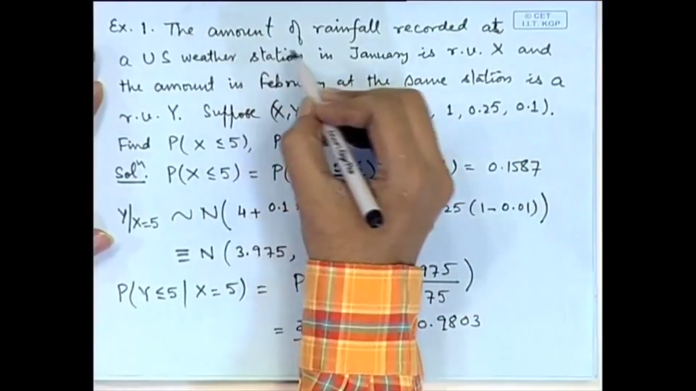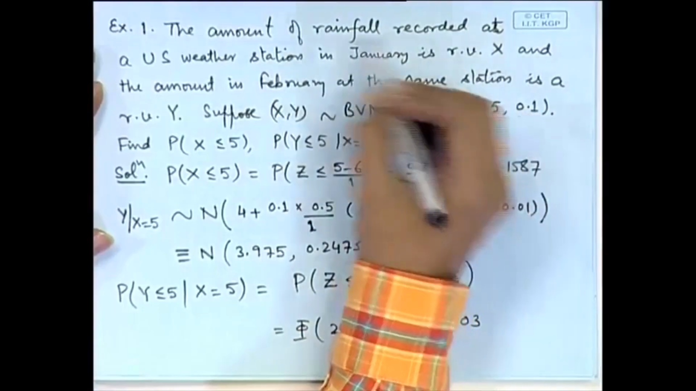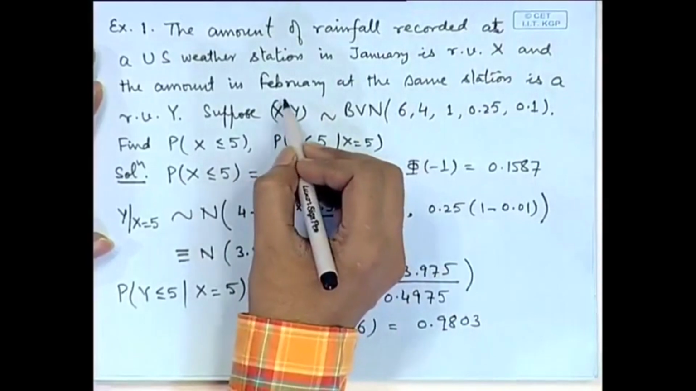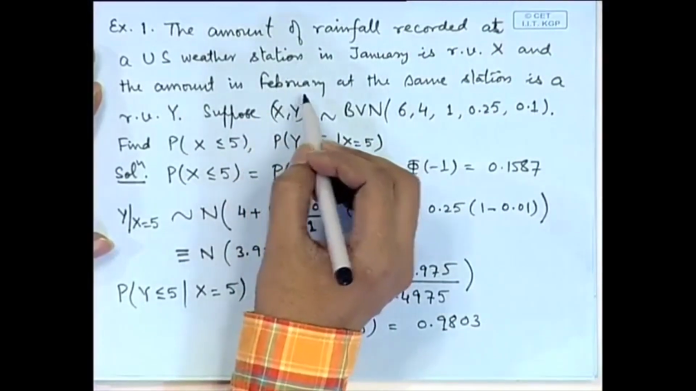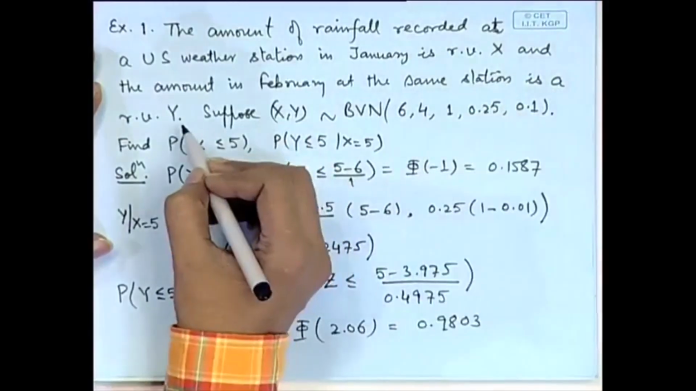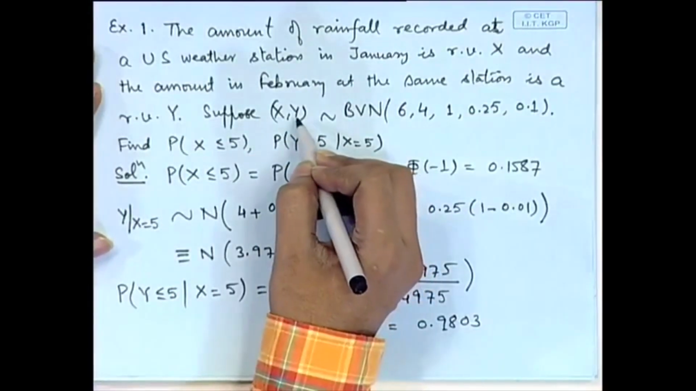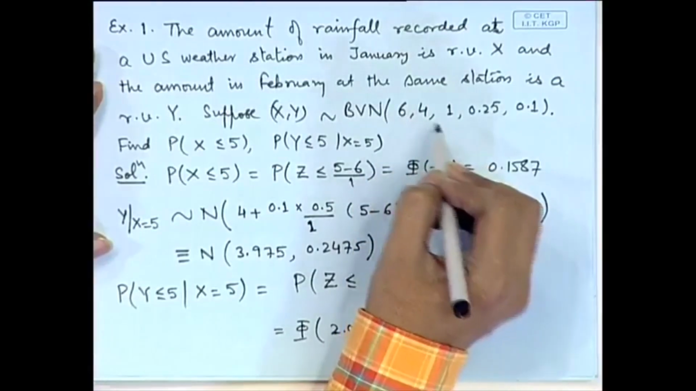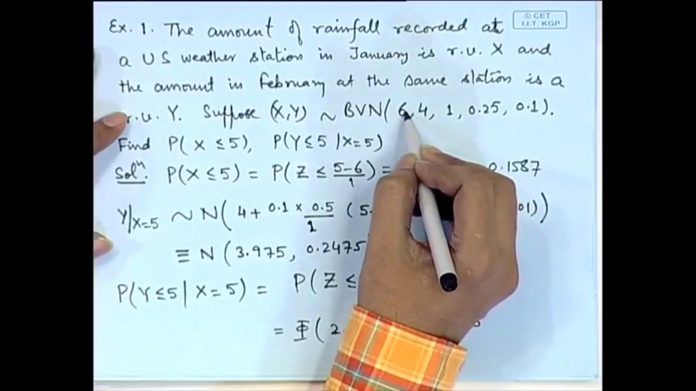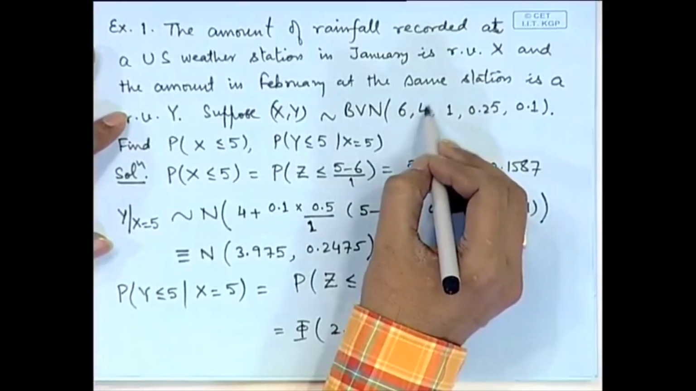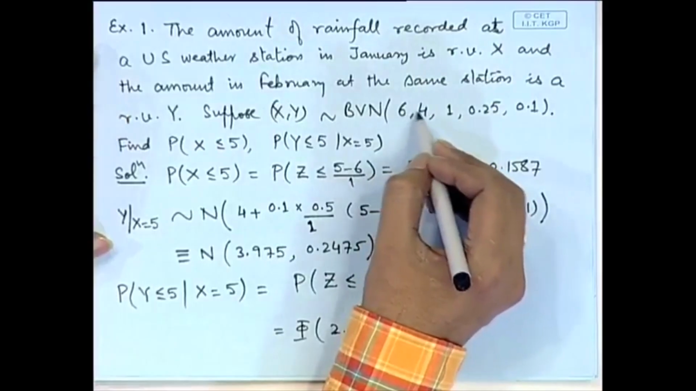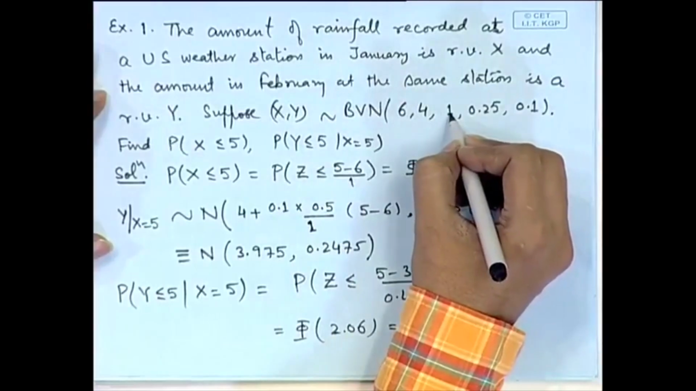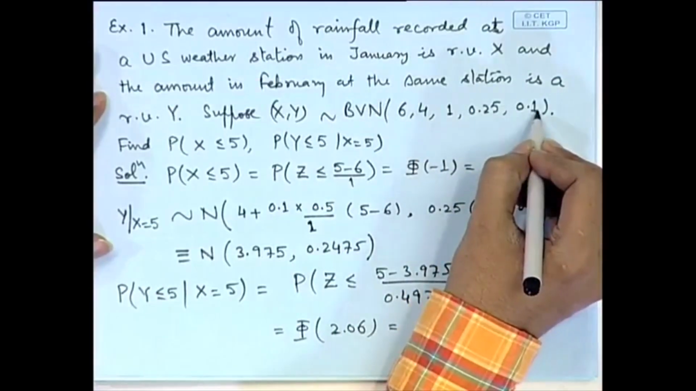Let us look at a problem here. The amount of rainfall recorded at a US weather station in January is a random variable x, and the amount of rainfall recorded in February at the same station is a random variable y. Suppose the distribution of x and y is observed to be a bivariate normal distribution with mean 6. So, the mean of random variable x is 6, the mean of random variable y is 4. Suppose it is measured in inches, because it is the amount of rainfall, or centimeters. The variances are 1 and 0.25 and rho is equal to 0.1.